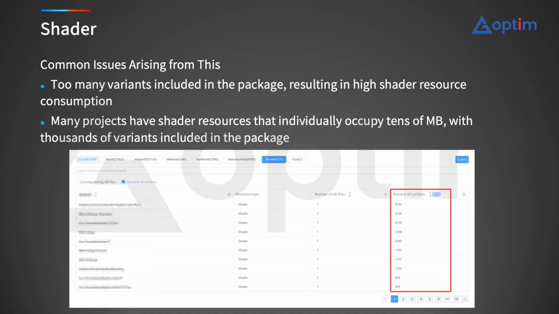The page you're seeing now is a report from our asset bundle analysis. In fact, after recent version updates, we can now obtain a lot of information about asset settings within the build, as well as other parameters. This includes the shader variant usage in the build. Here you can see that many shaders have variant counts in the thousands. This is clearly unreasonable or indicates a problem.